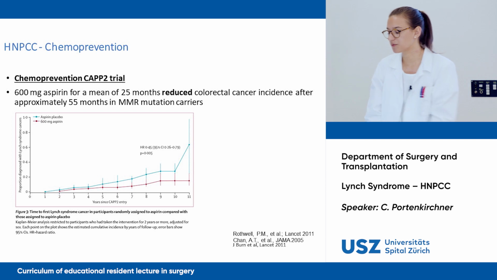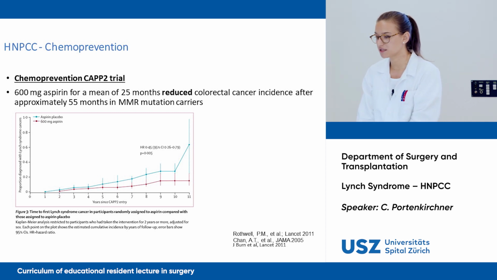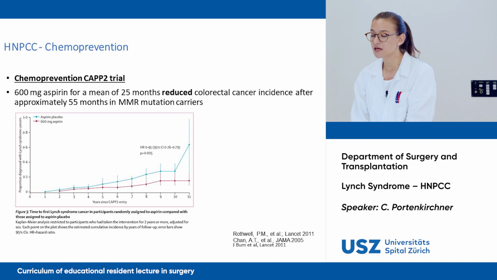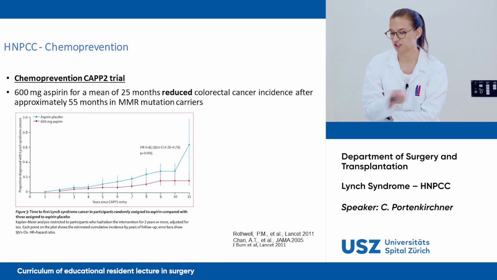To finish this chapter on treatment, I want to show you the CAPP2 trial, which was published in Lancet by Dr. Burn. 600 milligrams of aspirin for a mean of 25 months reduces colorectal cancer incidence after 55 months in patients with a mismatch repair mutation, but not in patients who do not have a mismatch repair mutation.